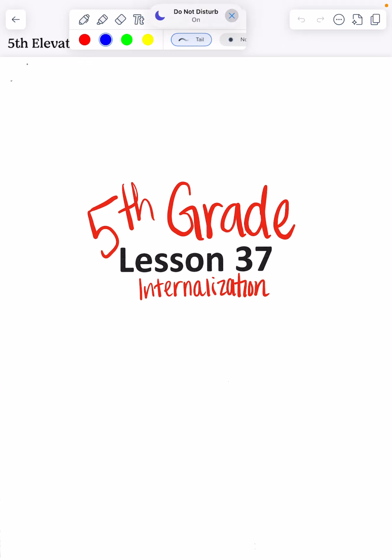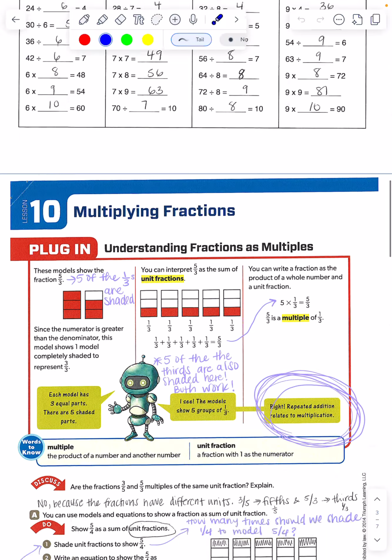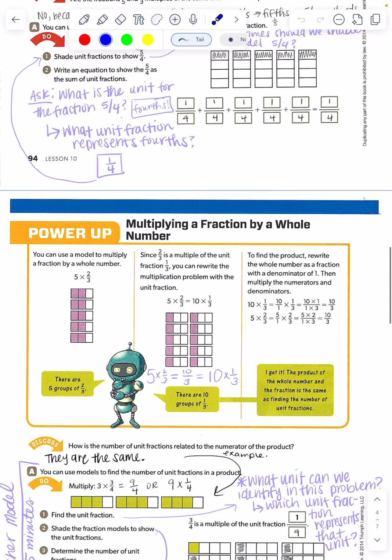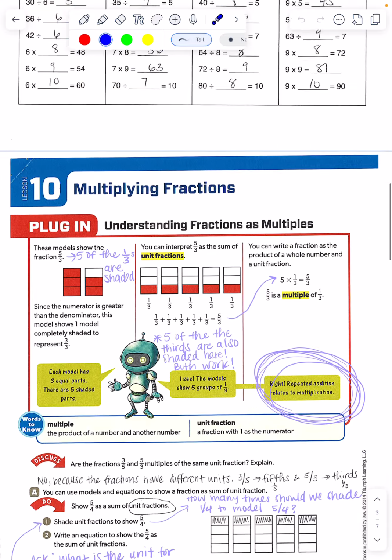Hi everyone, today we are going to be focused on 5th grade lesson 37 of the Elevate curriculum. This lesson requires us to understand fractions as multiples as well as multiplying a fraction by a whole number.